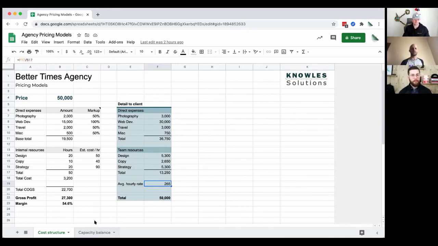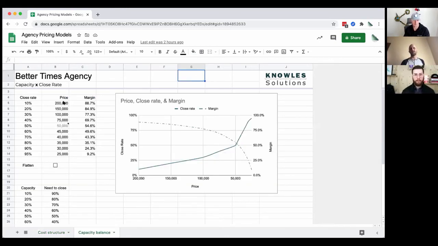If you flip over to this capacity worksheet, it kind of shows the margins based on those different prices. So everything else stays the same from a cost perspective. If you increase this from 50,000 to 100,000, you're just bumping up your margin, and then you have more going to your bottom line. Yeah.